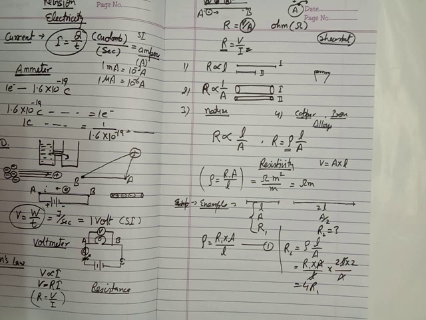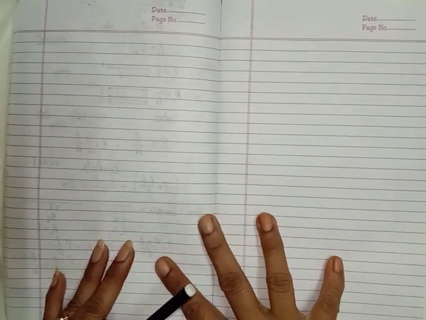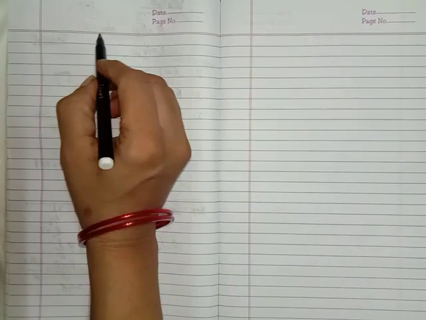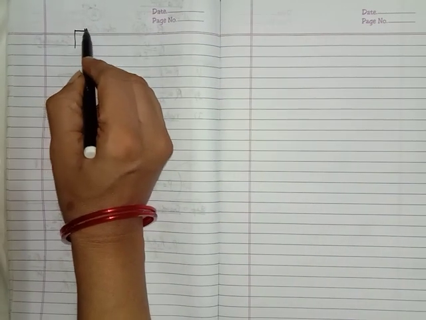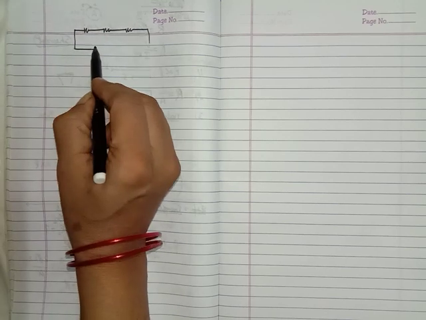Now again, the resistance of a system of rheostat. We can combine resistances in two ways: the series and the parallel combination. First, we study the series combination. Series means suppose we have 3 wires and we connect these wires in a series combination. This is the series combination.